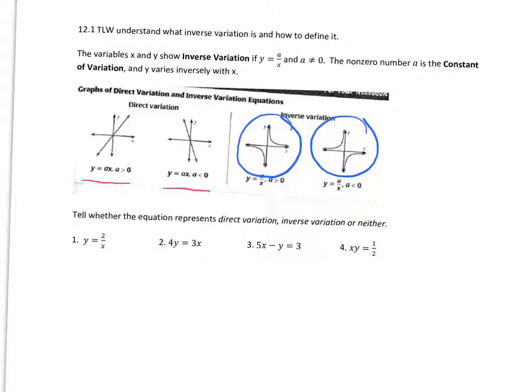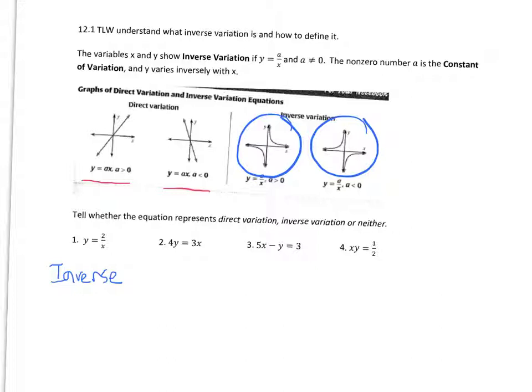So let's look at the next question. It says, tell whether the equation represents direct variation, inverse variation, or neither. Well, I look at number 1, a would be 2, and the x is in the denominator, so this would be inverse. Okay. Now look at number 2.